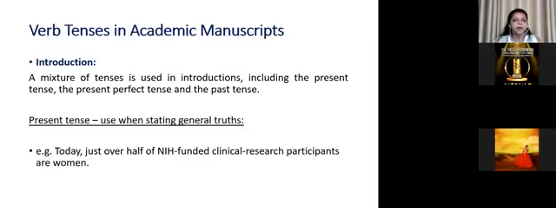Now let's again look at the verb tenses that we can use. So in the introduction, as I told you earlier when we were talking about active and passive constructions, in the intro part you can actually go for a mixture of tenses.